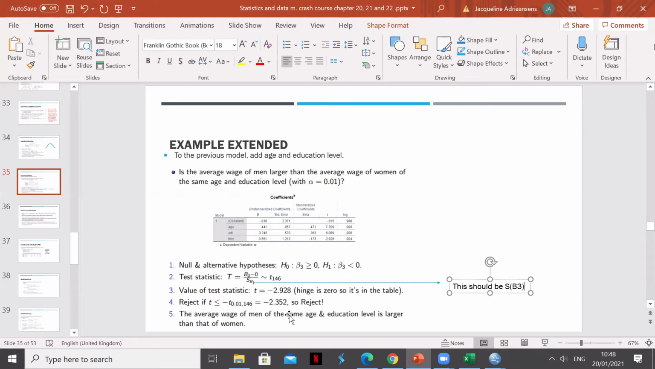And you conclude that the average wage of men of the same age and education, include this, is larger than that of women. And this is just a standard conclusion. I would say, given the results above, we reject H0 and we tentatively accept the alternative hypothesis such that the average wage of men with the same age and education is higher than that of women. But this conclusion is of course correct.